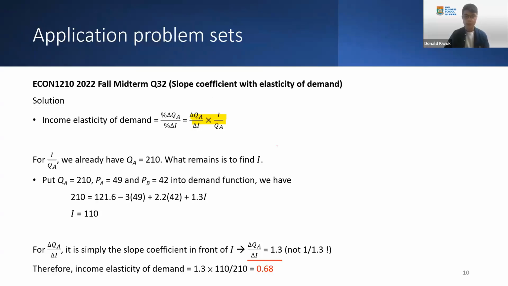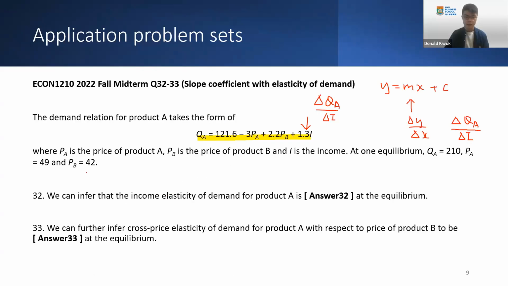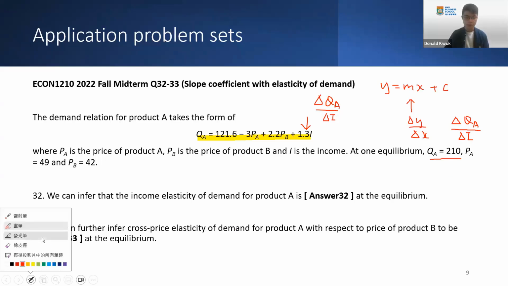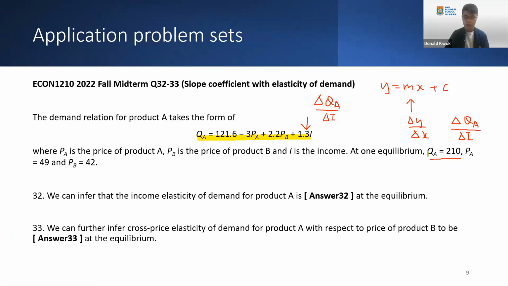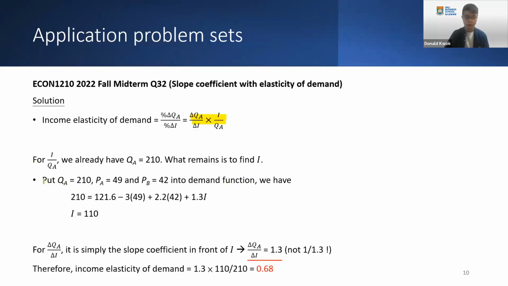How about the second fraction, I over QA? We have QA directly given in the question, which equals 210. How about for I? Although it is not directly given, you can plug all the given information back into the demand function, then you are able to solve the value of I. This is exactly what I'm doing in this step. As you can see, I have the value of I at the equilibrium equals 110.